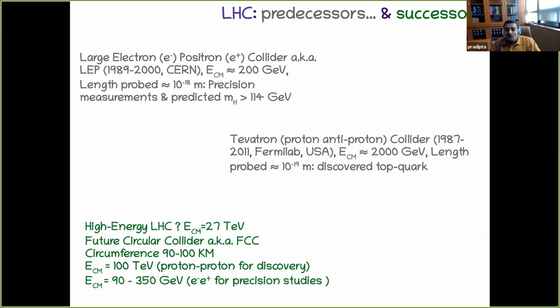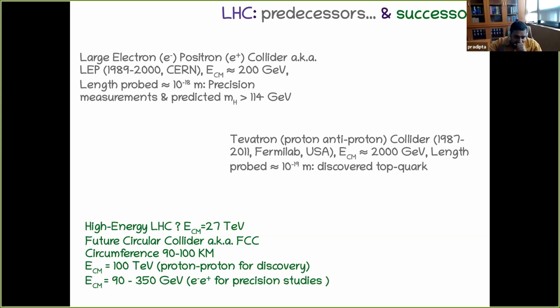Now, one possibility beyond the LHC, because the LHC is going to continue till 2025 or so, is to think about the high energy LHC. These are all proposals as of now, because we really don't know who is going to sponsor that amount of money. So it's at 27 TeV. There is also another proposal of a 33 TeV collider. As of now, these are all dreams.